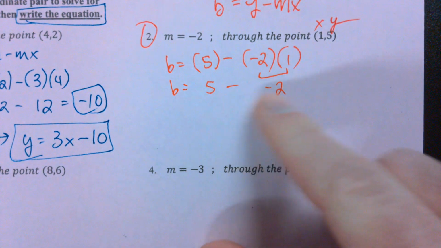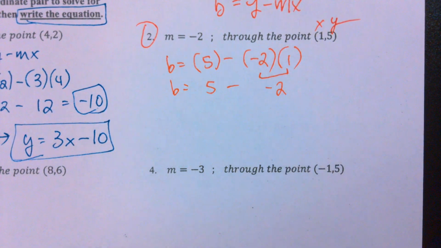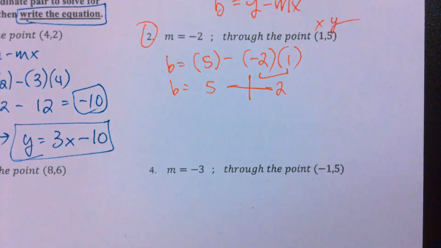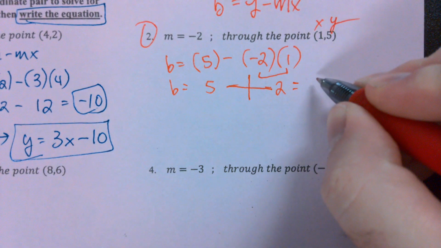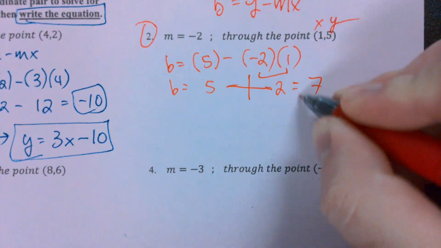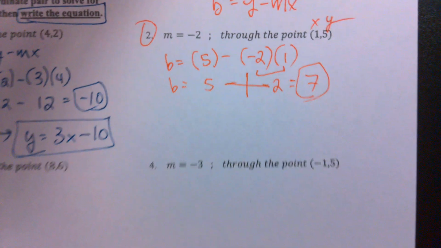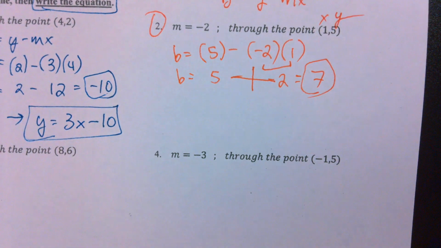What happens when we see two minus signs right next to each other, Devin? What do they turn into? A big plus, like that. And what's 5 plus 2? 7. 7, good. 7, it's all right. I think we're all tired, so I feel it. So we get a b value of 7.